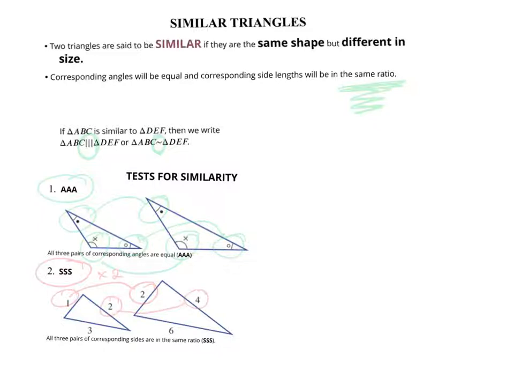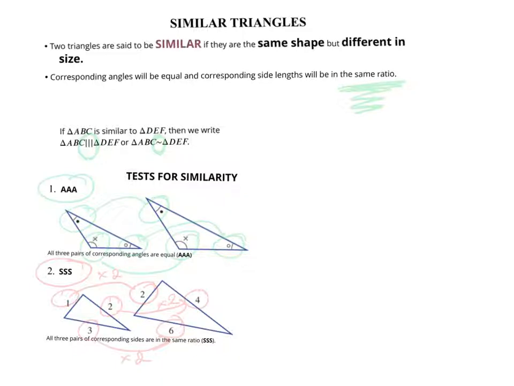What have we done to get from the smaller to the bigger? We have times by 2. And the last pair of corresponding sides, 3 to 6, times by 2. So all of those sides, to get from the smaller to the larger, we have times by 2. We actually call that the scale factor. That second triangle, the lengths are 2 times bigger than in the smaller one.